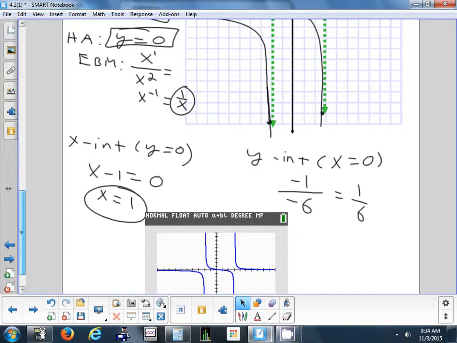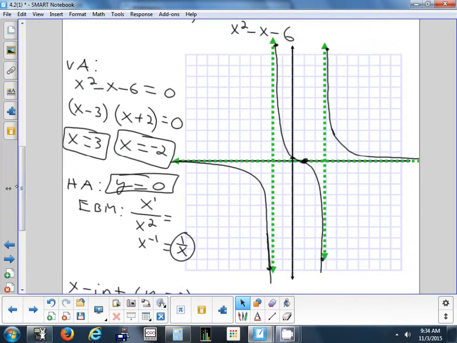So you basically just plug in numbers that are close to the vertical asymptote? Yeah. Is that what you did? That's what you do every time. Yep.